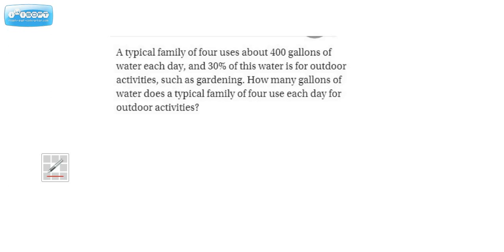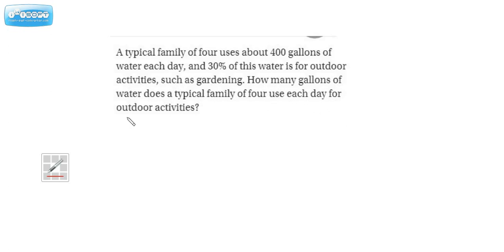I'm going to suggest the bar model approach if you feel at all confused about how to set this up, because we're going to be learning a different type of word problem when we study lesson 5.5, which will leave you a little mixed up. A typical family of 4 uses about 400 gallons of water each day, and 30% of this water is for outdoor activities such as gardening. How many gallons of water does a typical family use each day for outdoor activities?